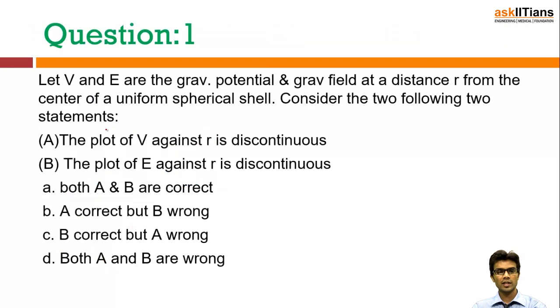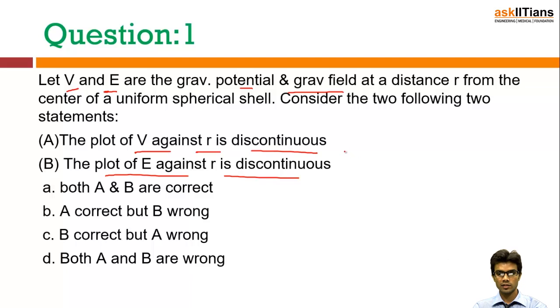Now question 1. Let V and E be the gravitational potential and gravitational field at a distance r from the center of a uniform spherical shell. Consider the following two statements. A: The plot of V against r is discontinuous. B: The plot of E against r is discontinuous. Option A: both A and B are correct. Second option is A correct but B wrong. Third option is B correct, A wrong, and D is both A and B are wrong.